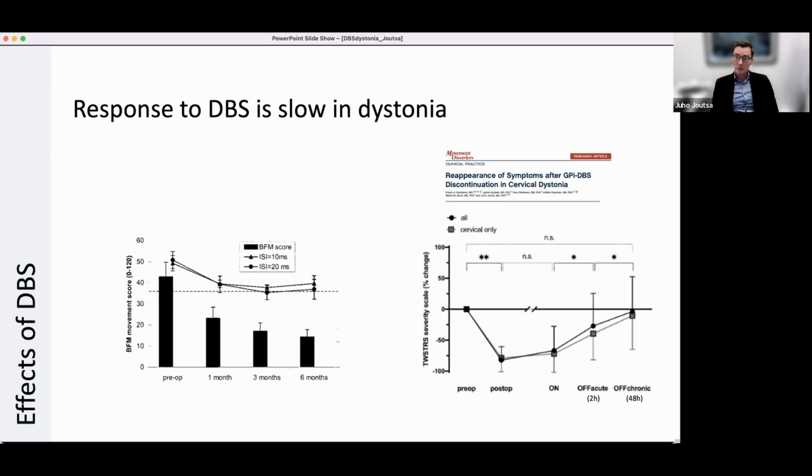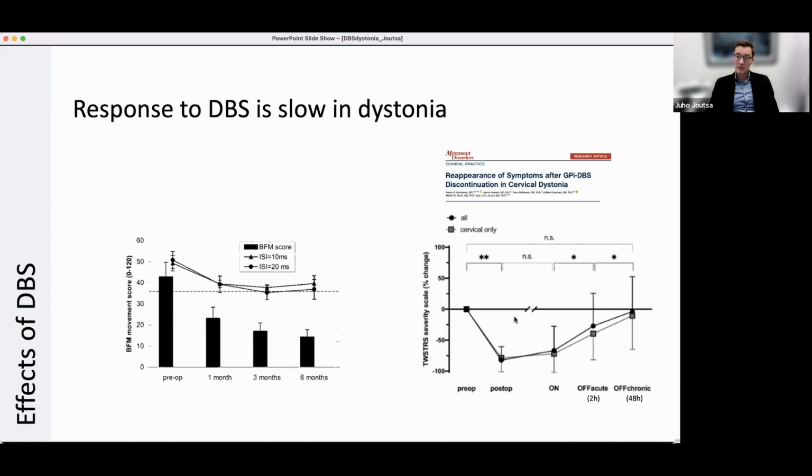Other issues that have puzzled us at least are the slow responses with DBS in dystonia. As many of you who work with DBS and dystonia know, the clinical benefit appears with a delay. It may take weeks or even months to reach the optimal therapeutic benefit in these patients. So that's a complication and difficulty in terms of programming.